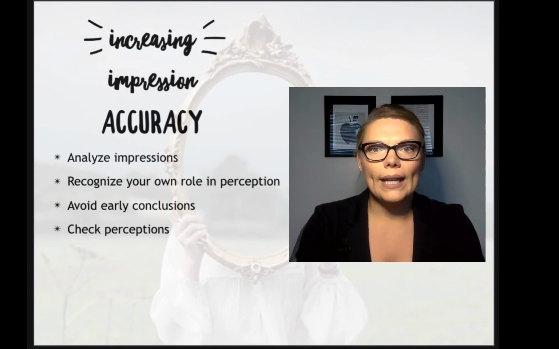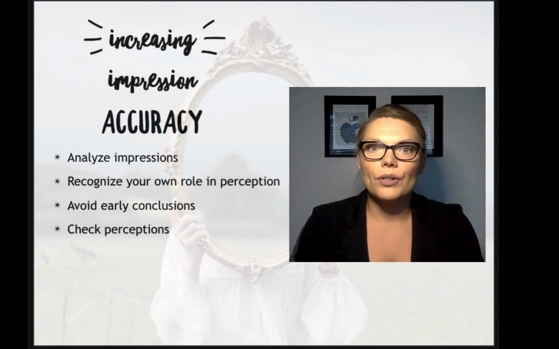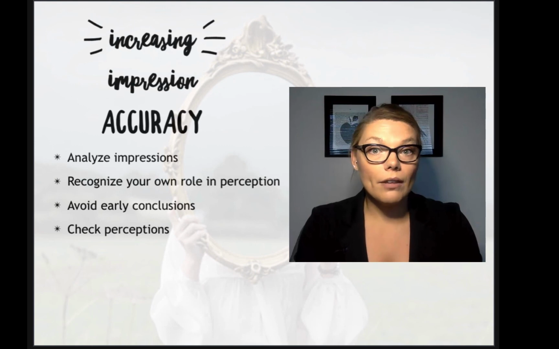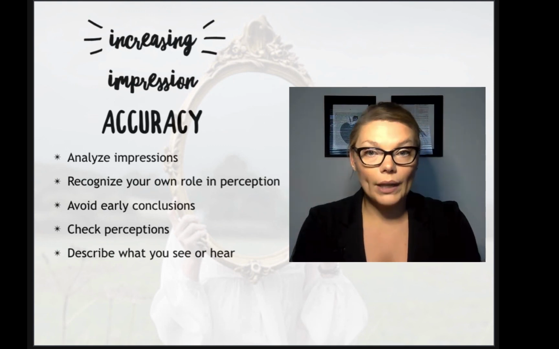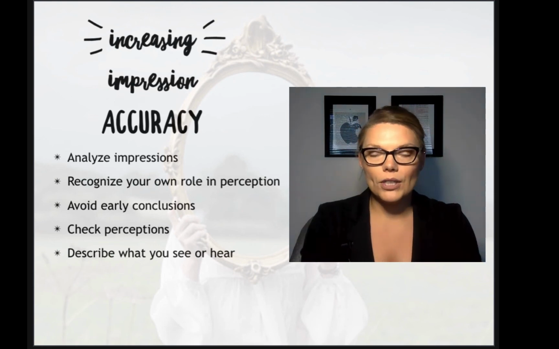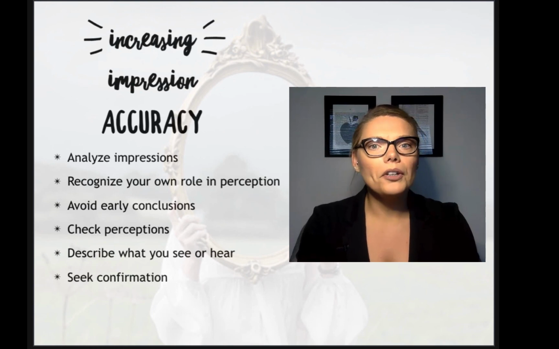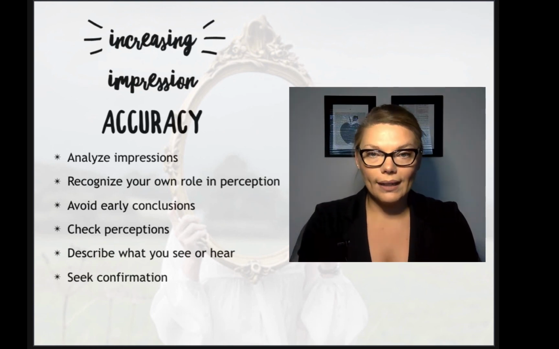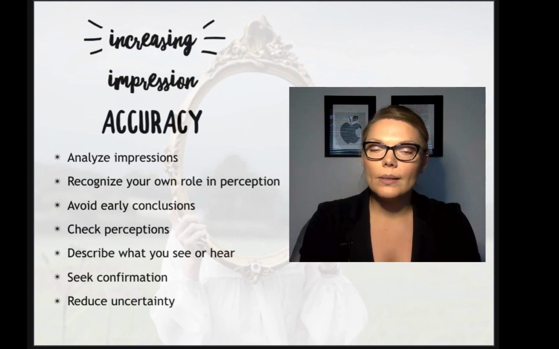Next, make sure that you engage in perception checking. Talk to other people about that argument you had with your significant other. They may see something that you don't. Make sure that you describe what you see and hear. We'll talk more about using behavioral language, effective listening, and effective responding in future chapters. Seek confirmation. Make sure you ask, did my partner and I reach a mutual understanding? Next, make sure that you reduce your own uncertainty by observing others and asking questions.